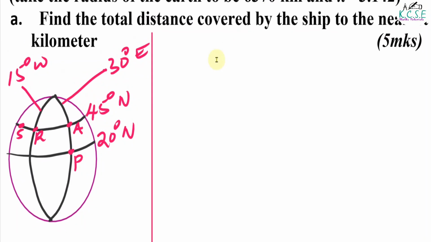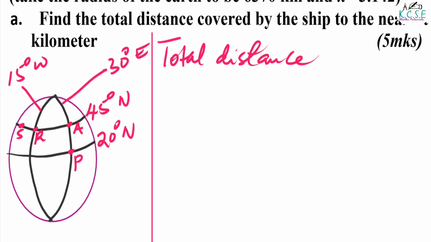Now the first question is to find the total distance covered by the ship to the nearest kilometer. So you can see the movement. This is the total distance. The total distance will be given by the ship moving from point P to A, then from A to R, and then from R to S. So these are the distances that you need to get.